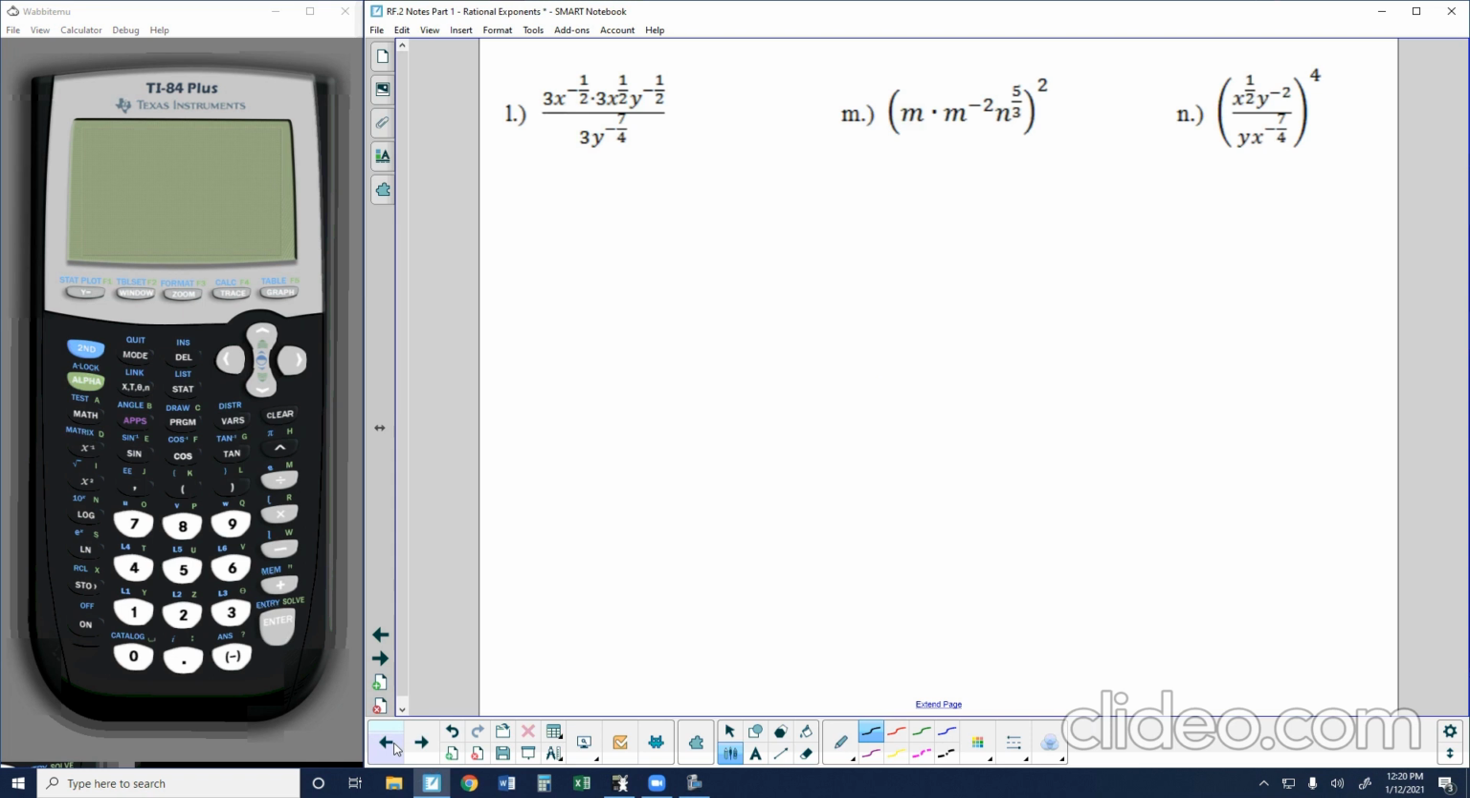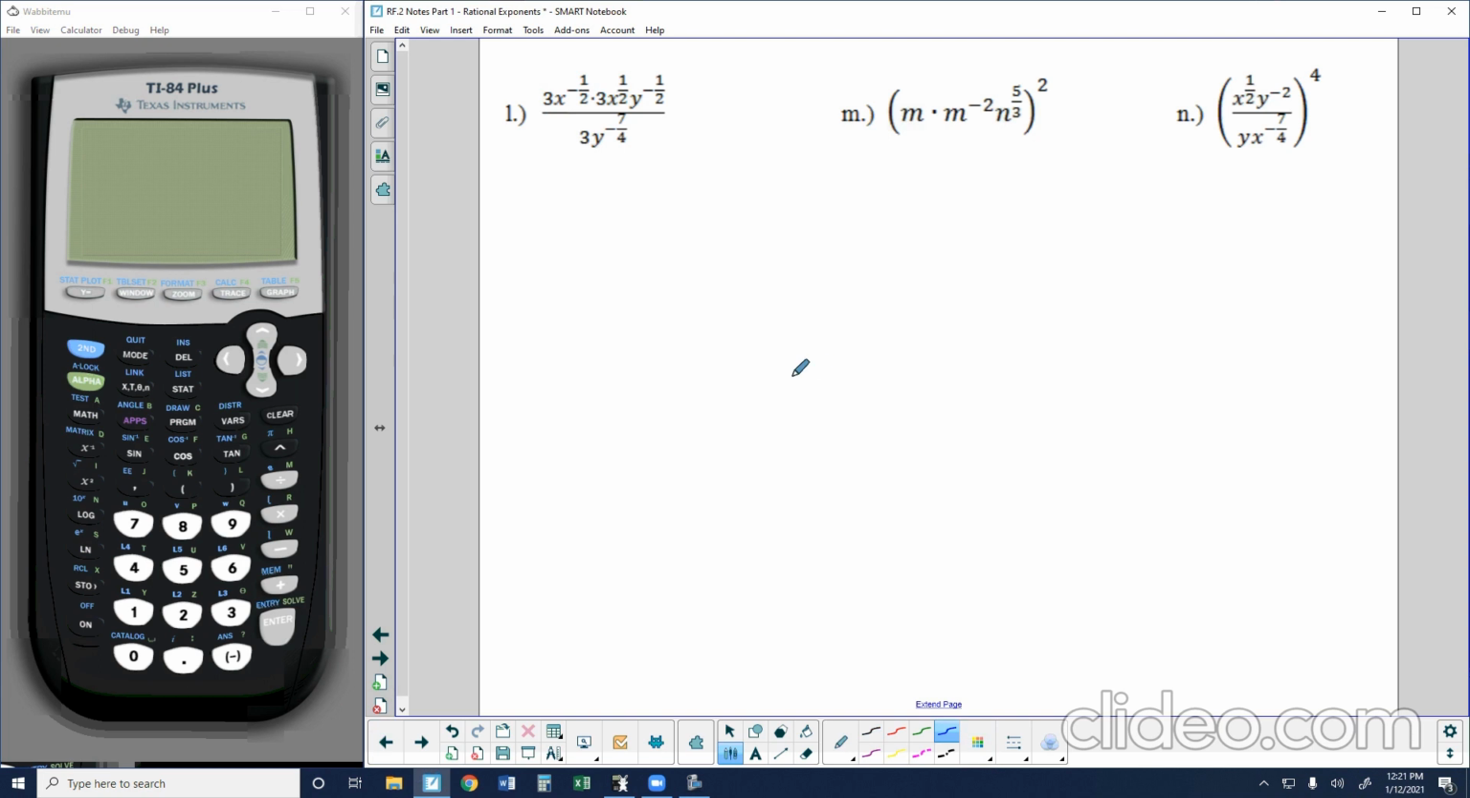So here, as I take a look at L, I have 3x to the negative 1/2 times 3 times x to the 1/2 times y to the negative 1/2, divided by 3 and y to the negative 7/4. What I should look at doing here is combining bases that are the same. The integers would be a base, the x's would be a base, and the y's would be a base. So I'm going to attack this problem using the properties of exponents. Essentially I get 3 times 3 divided by 3.